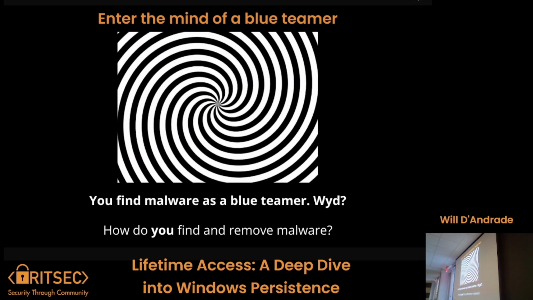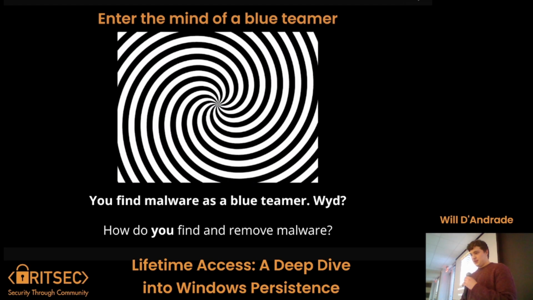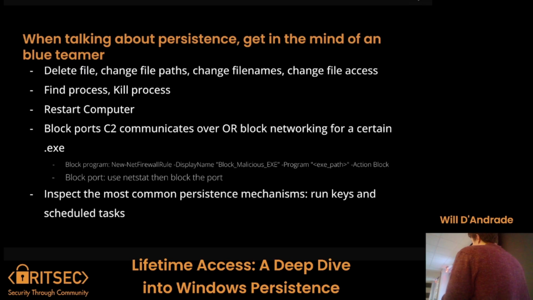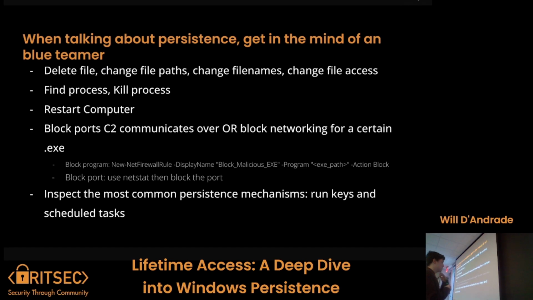All right, so not the best answer as I was looking for, but if you're a blue teamer, there's some things that you're probably going to do. You're going to delete the file. You're going to change the file paths. You're going to change the file names. You're going to change the file access permissions. Maybe you're going to find and kill that process through a command prompt or PowerShell. You're going to restart your computer.